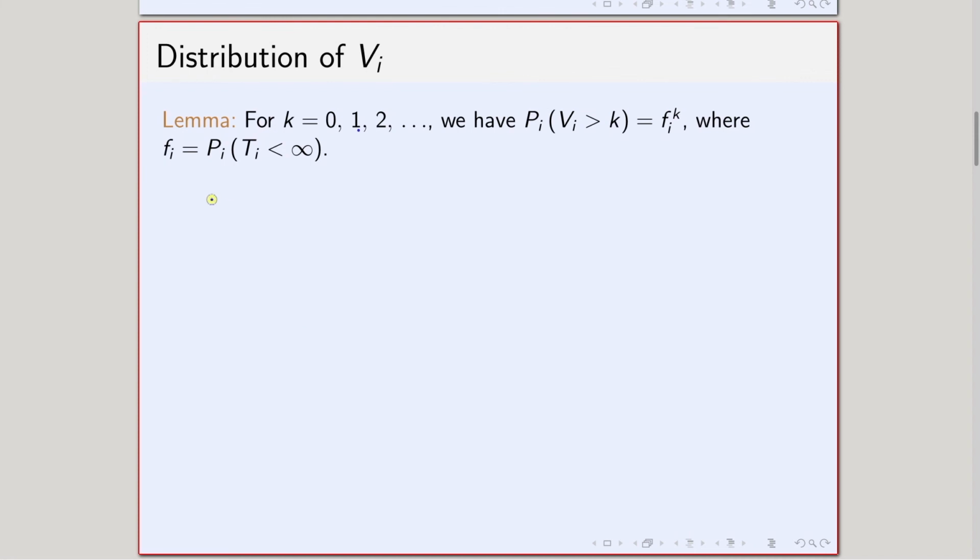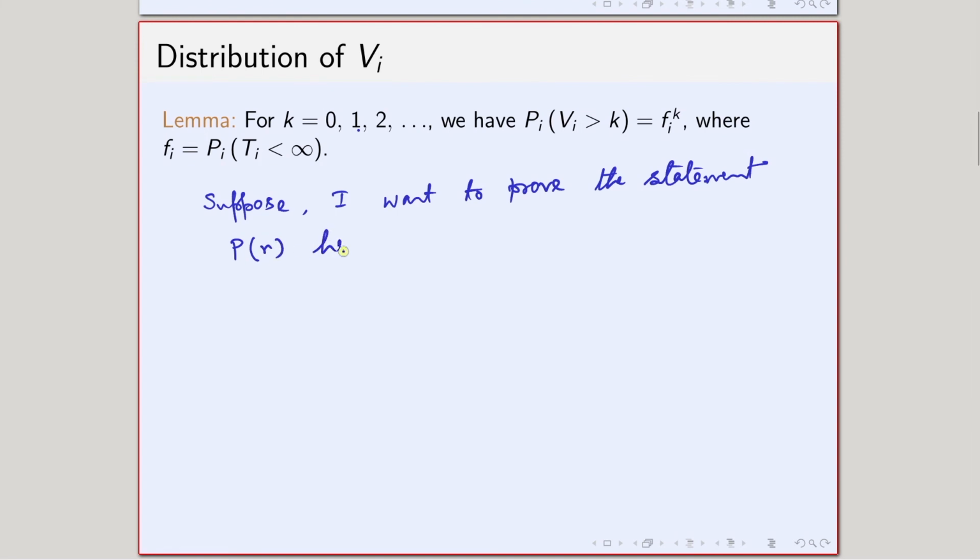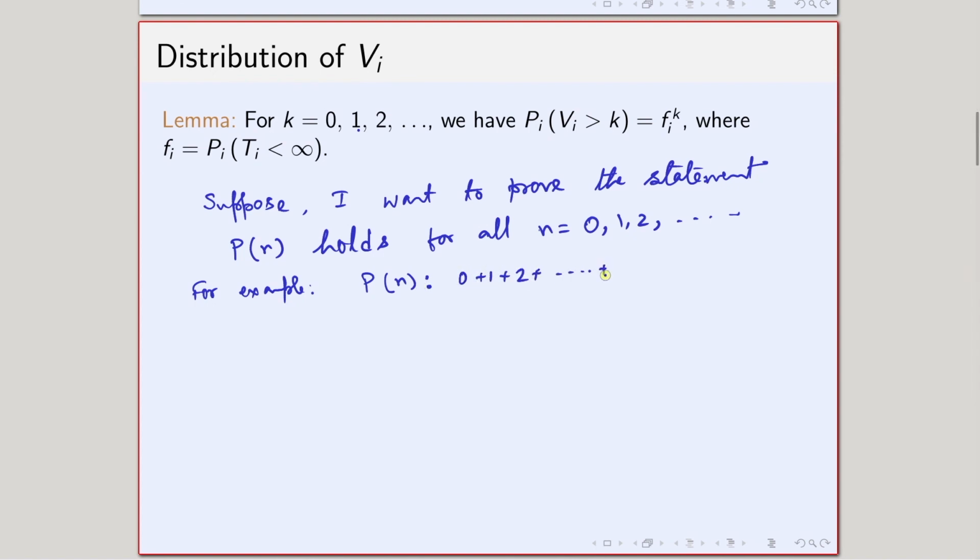So, mathematical induction can be stated as follows. Suppose I want to prove the statement P_n holds for all n equals maybe 0, 1, 2, and so on and so forth. Sometimes 0 may not be there, or 0 and 1 may not be there. Those kinds of scenarios occur, but I am taking the most general case. So, for example, I may think that the statement P_n is that 0 plus 1 plus 2 plus so on up to n equals n into n plus 1 divided by 2.